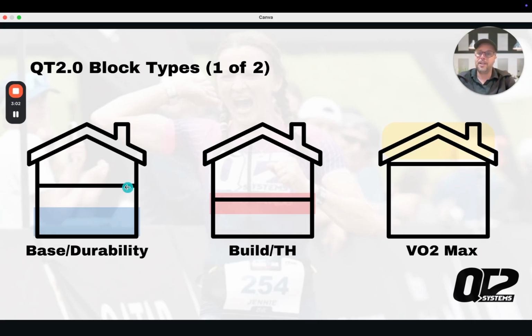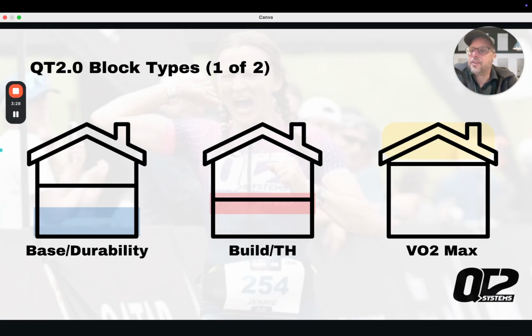Then we have the ceiling of the house, and that represents our critical power or our critical speed, essentially our critical intensity. We have the roof of the house, and that represents our power or speed at VO2 max. And then we have the very peak of the house, and that is our top end speed or top end power, which typically speaking in endurance sports, we're less concerned about.